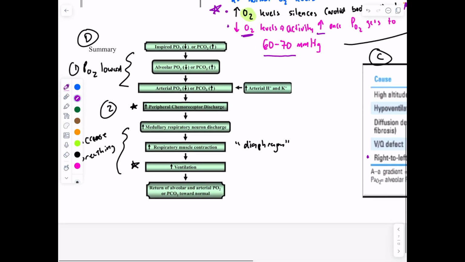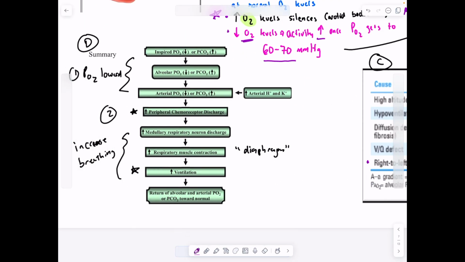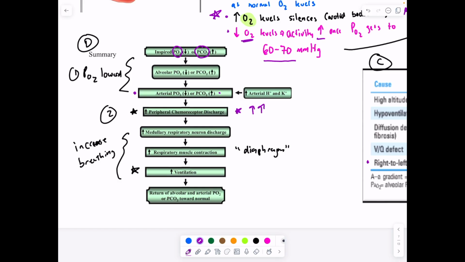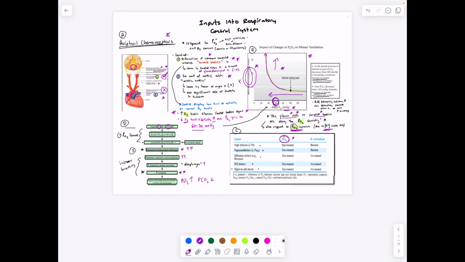All right, so then we have basically a summary of what we just said. If you have a decrease in partial pressure of oxygen or an increase in carbon dioxide, you're going to have a net result of a decrease in arterial partial pressure of oxygen and an increase in partial pressure of carbon dioxide. Your peripheral chemoreceptor is going to say, hey, something's wrong. That's going to stimulate your medulla to say, hey, I need to breathe more. That's going to cause the diaphragm to contract. Diaphragm contracting increases the volume of the thoracic cage, which causes the lungs to expand, which causes inhalation, and therefore we can say it causes more ventilation. And the idea is that will bring our partial pressure of oxygen back up and decrease the partial pressure of carbon dioxide.